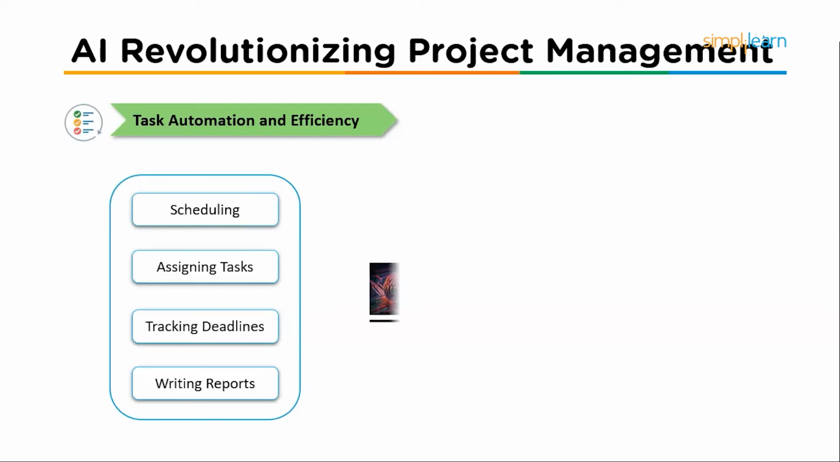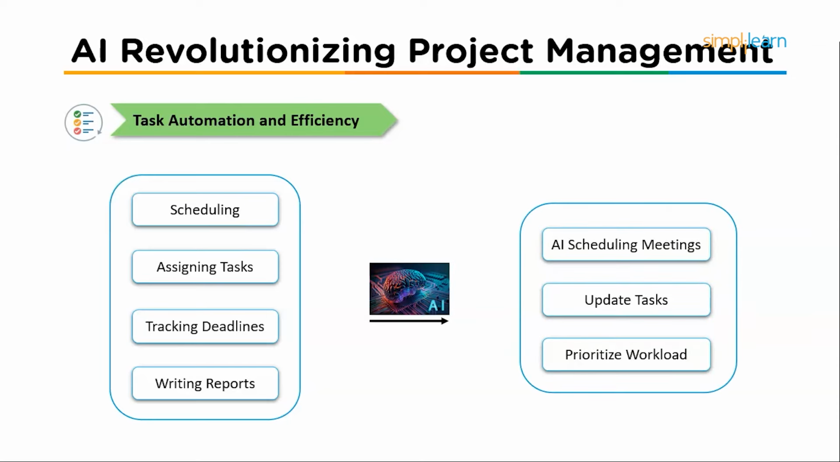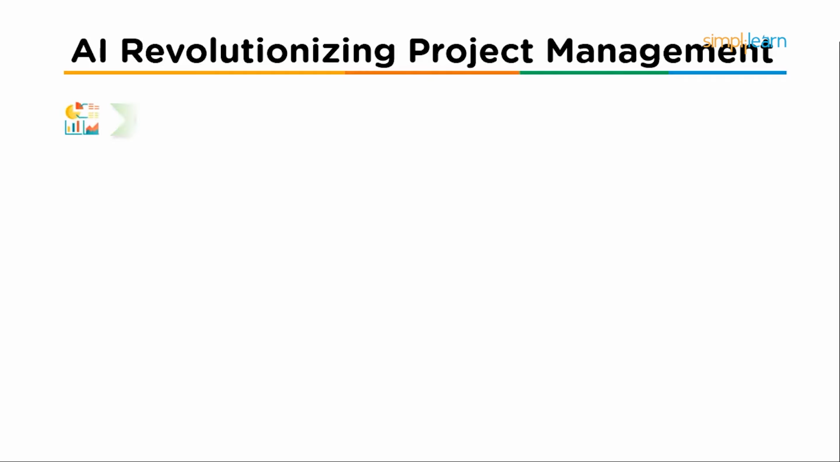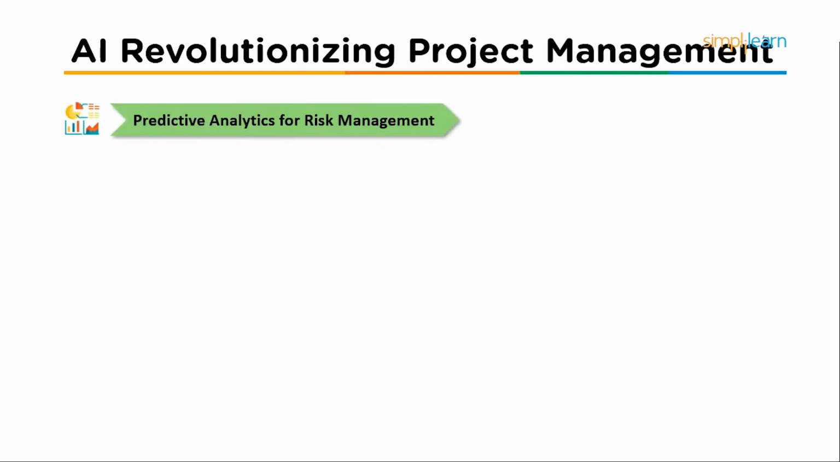Now enter AI, and smart tools now automate these tasks. AI schedules meetings, updates tasks, and even prioritizes workload, allowing managers to focus on strategy rather than the admin work. No more micromanaging. Now, moving on to the second, we have predictive analytics for risk management.